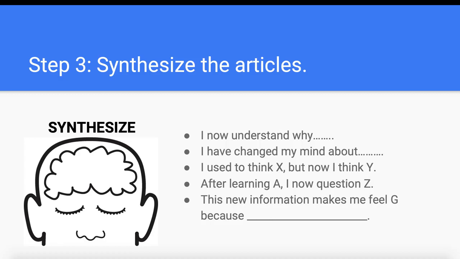I used to think about X, but now I think about Y. Or after learning A, I now question Z. It's really just revelation that you have after reading the articles. What new information can you share with your industry? What new things have you learned? Or what are you going to question about the way your industry functions? The way that they pay certain people, the materials they use, how the stadiums function, X, Y, and Z, right? So questions you may have even about the industry and how we can change it. So these are the kinds of questions you want to think about as you reflect on your articles.